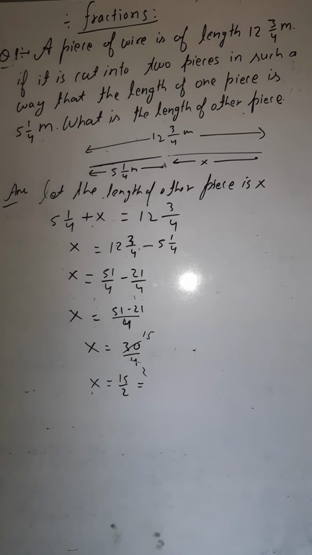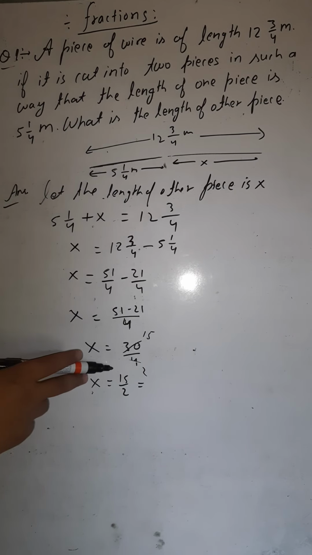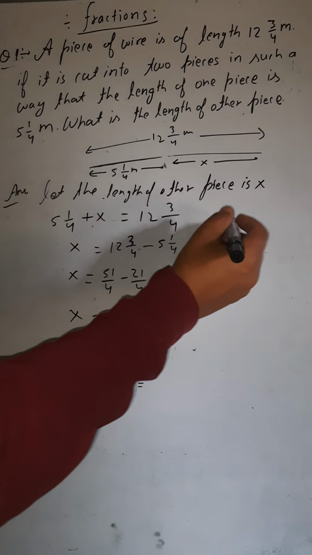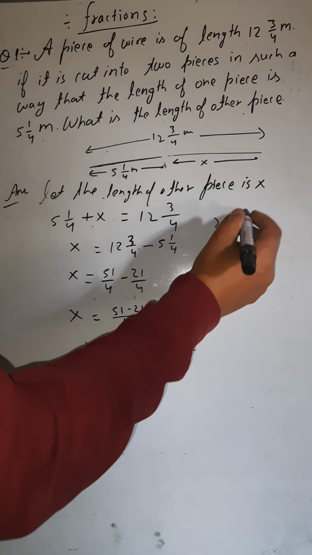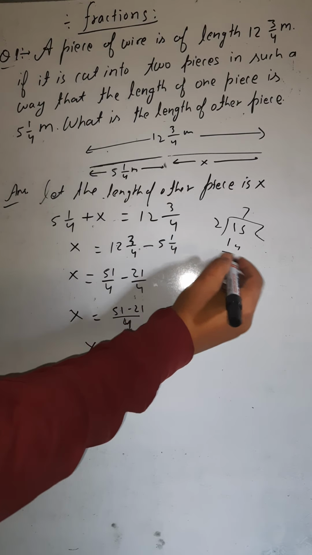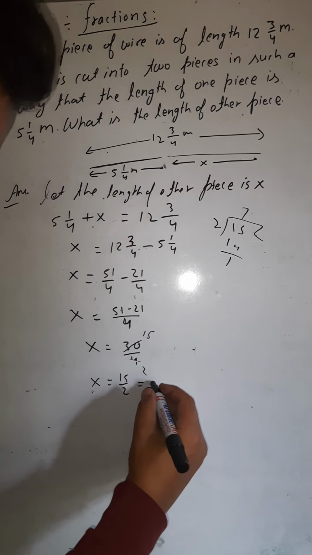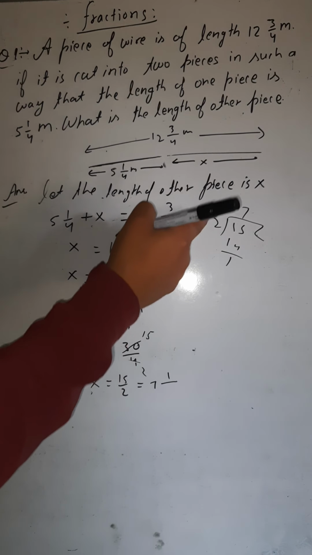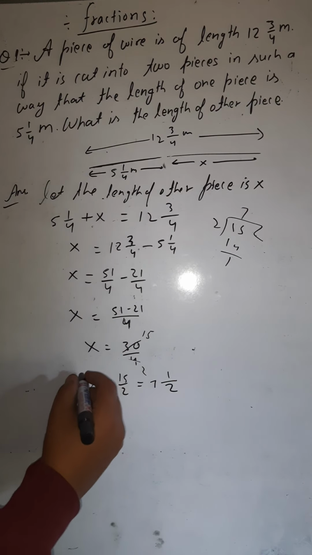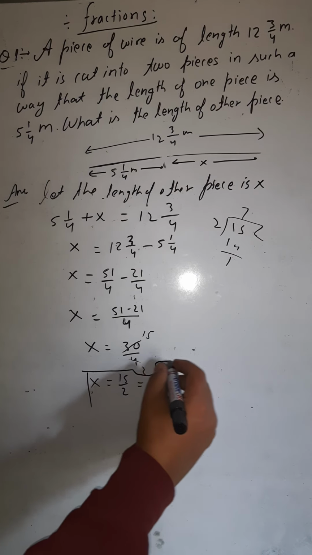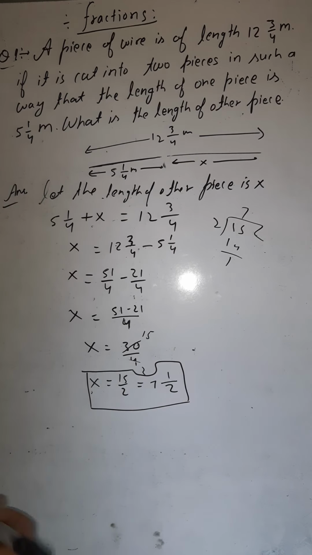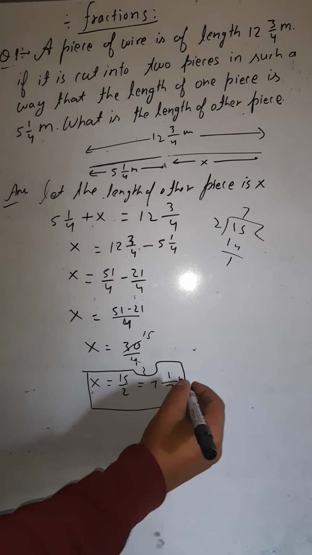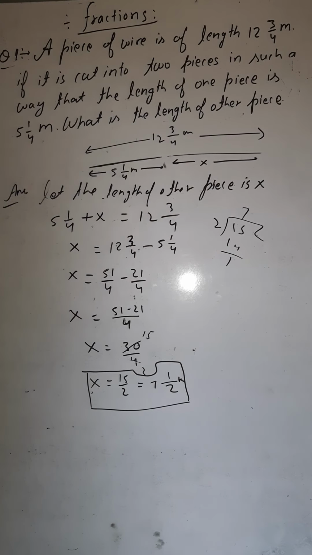You can change it into a mixed fraction. How would you change this into a mixed fraction? If you divide 15 by 2, how many times does it go? 2 sevens are 14, so 1 is the remainder. So 7 you write first, then the 1 remainder you write up, then downside is the divisor, that is 2. So 7 whole 1 by 2 meter. So this would be the length of the second part.